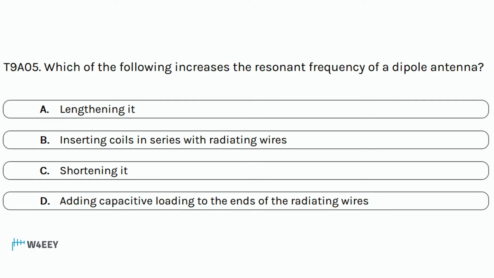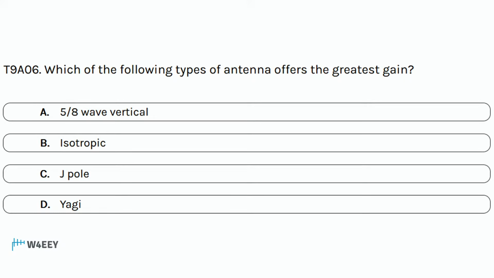And which of the following increases the resonant frequency of a dipole antenna? Alpha. No. As the frequency goes up, the antenna gets shorter. Shorter antennas for higher frequencies. Which of the following types of an antenna offers the greatest gain? Delta. From these, it would be the Yagi or Yagi Uda.